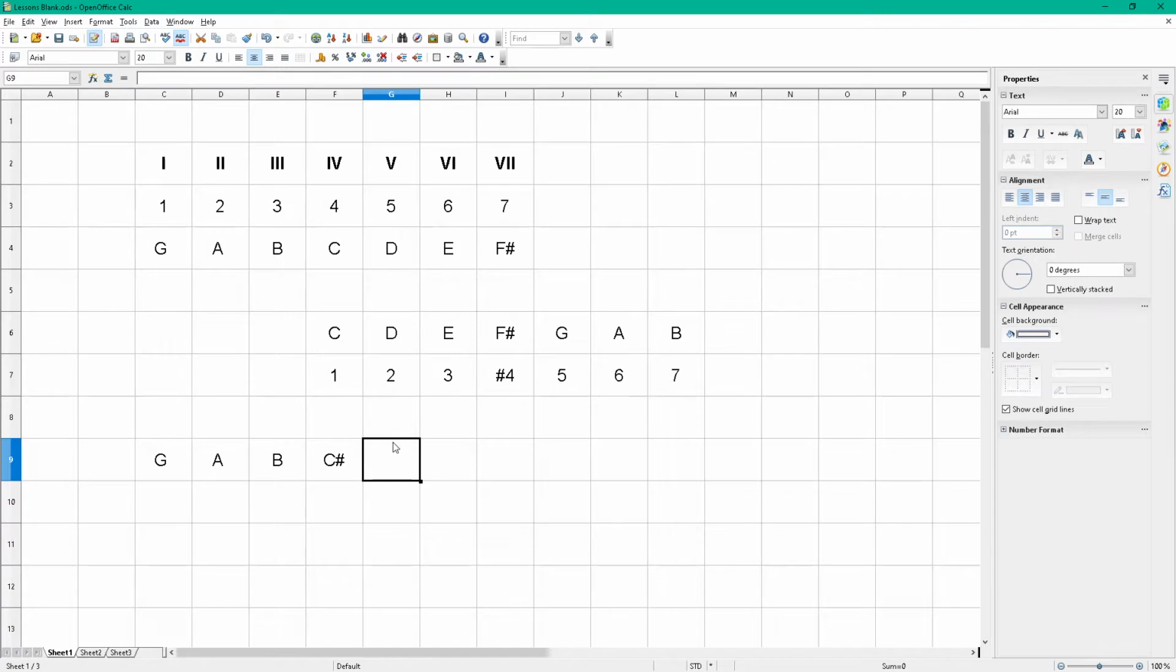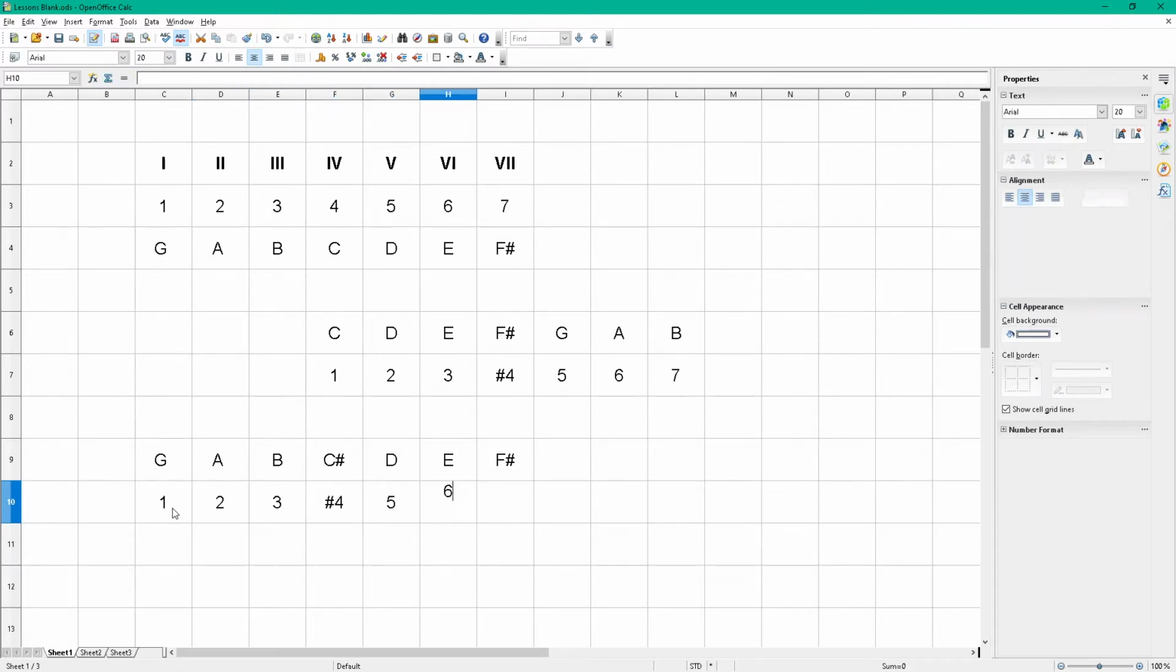Does it make sense? I hope it does. Fifth would be D. Sixth would be still E. And the major 7 would still be F sharp. And so the numbers for this scale now are 1, 2, 3, sharp 4, 5, 6, and 7. And this is what a Lydian is.